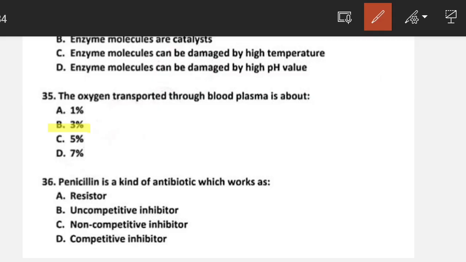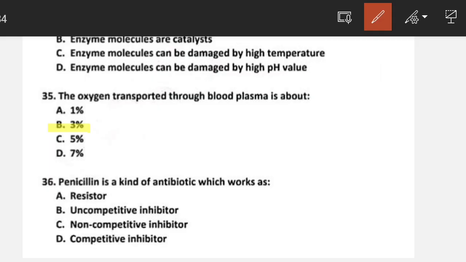Most of the oxygen is transported through the red blood cells, and some amount of oxygen is also transported through the water present in the blood. And the oxygen transported through plasma entirely is approximately 3% of oxygen.